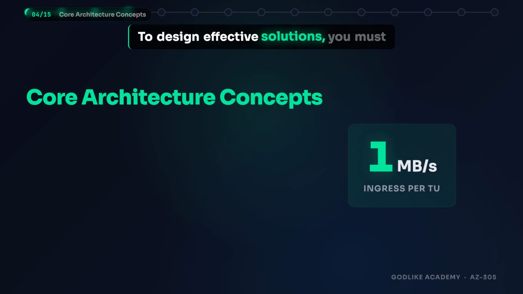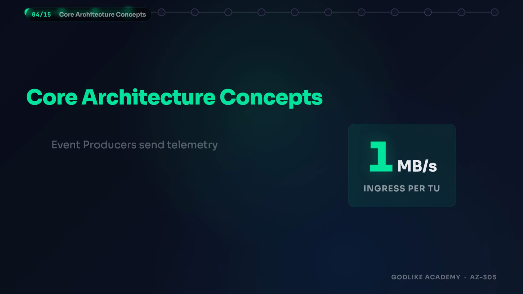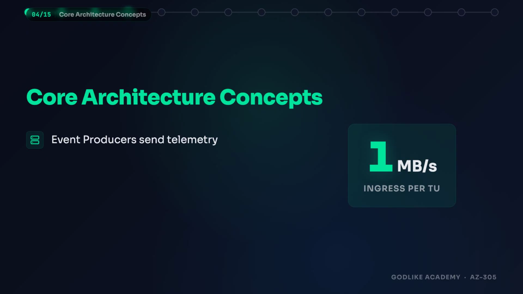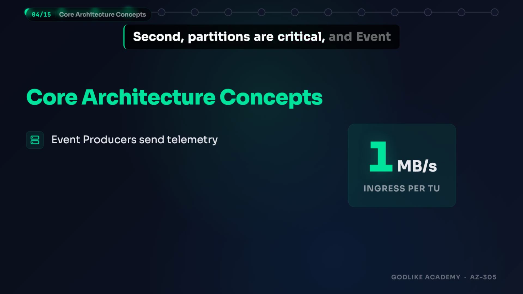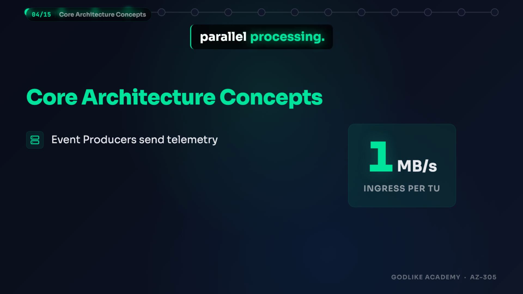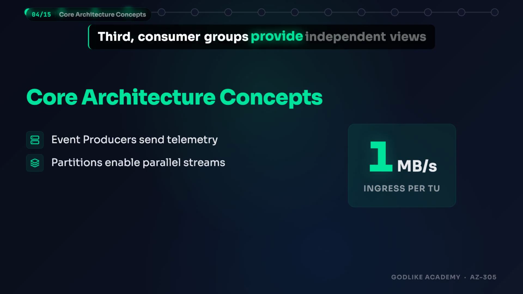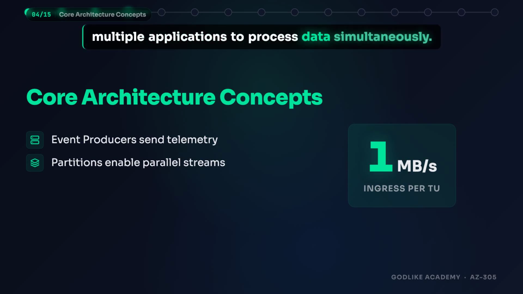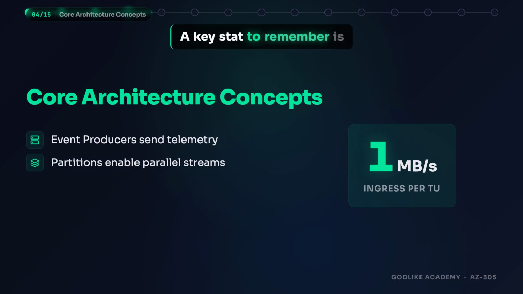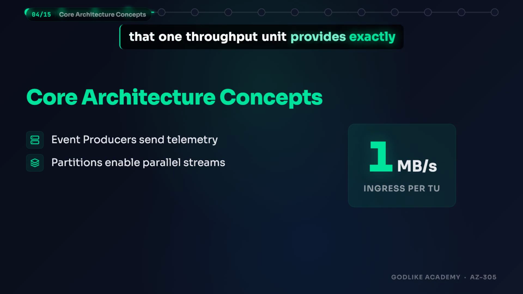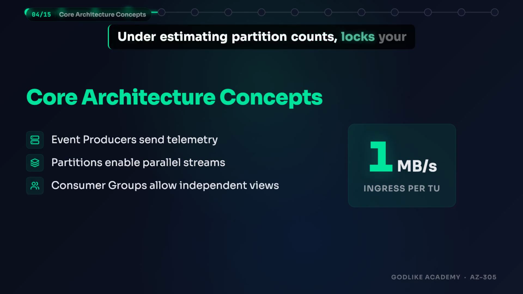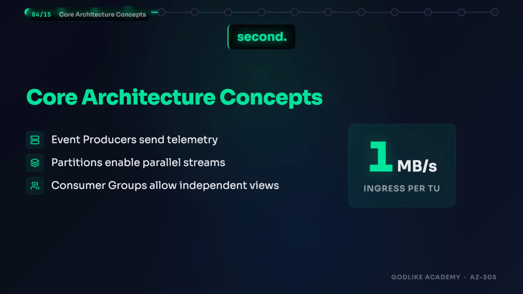To design effective solutions, you must understand the core components. First, event producers are any entities sending data, such as mobile apps or sensors. Second, partitions are critical. An event hub is divided into partitions, each acting as a separate stream for parallel processing. Third, consumer groups provide independent views of the same event stream, allowing multiple applications to process data simultaneously. A key stat to remember is that one throughput unit provides exactly 1 megabytes of ingress per second. Underestimating partition counts locks your ingestion speed at 2 megabytes per second.